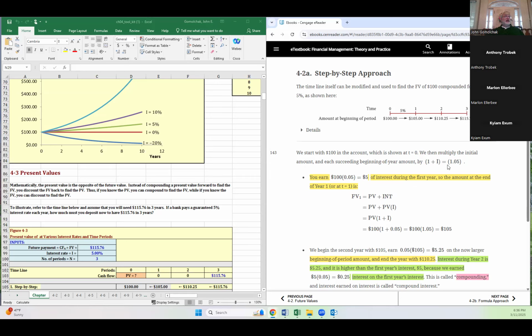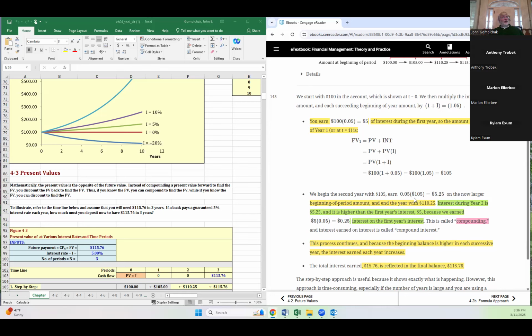So instead of earning another $5 worth of interest, we earn $5.25 because we're earning on the interest that has been added to the principal. And that happens over and over and over again. So compounding is basically the concept or the idea of getting interest on your interest.